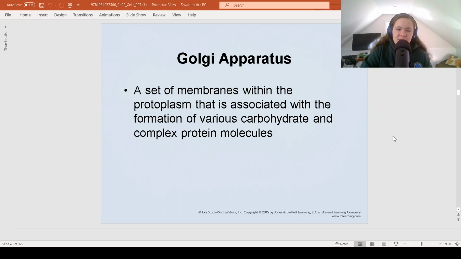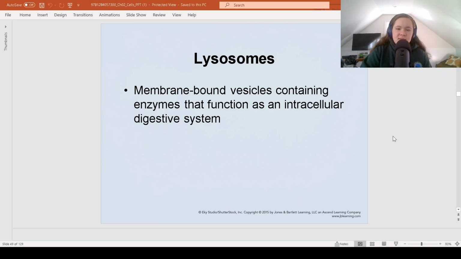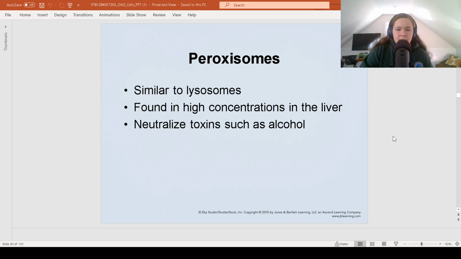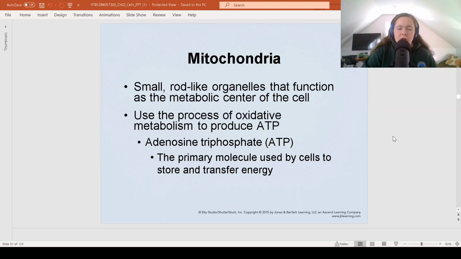The Golgi apparatus is a set of membranes within the protoplasm that is associated with the formation of various carbohydrate and complex protein molecules. Lysosomes are membrane-bound vesicles containing enzymes that function as intracellular digestive systems. Peroxisomes are similar to lysosomes, are found in high concentrations in the liver, and neutralize toxins such as alcohol.